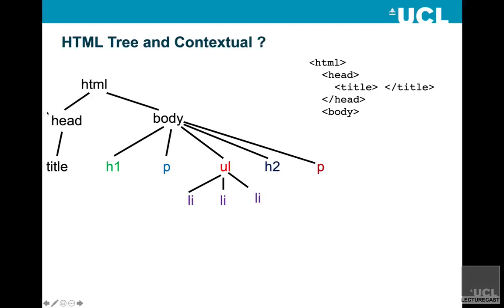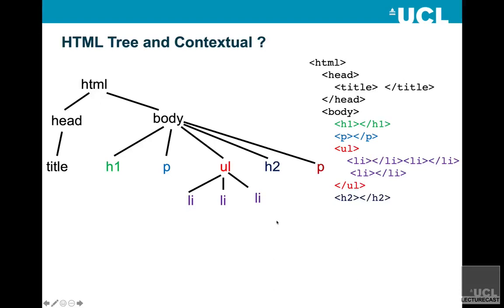Within the HTML, we have two child elements. The first one was the head, the second one is the body. But within the body, we have 1, 2, 3, 4, 5 elements. Let's show them on the screen. So 1, 2, 3, 4, and 5. So within the UL, we have 3 more descendants, and these are our li elements, 1, 2, and 3. Now, so that's our basic HTML structure.